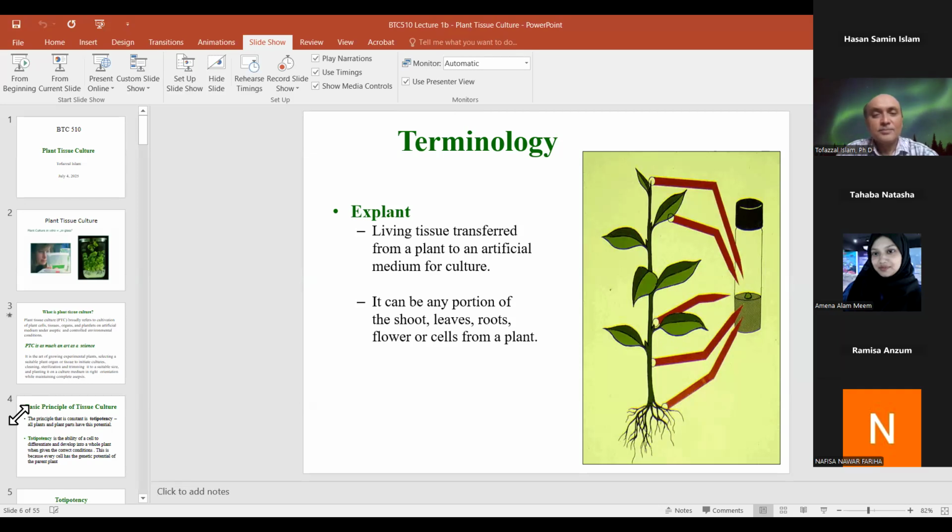Sir, could you please explain adventitious shoot formation? Please define the term. I didn't understand.